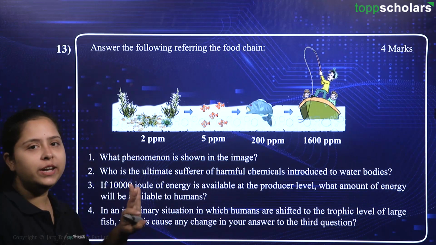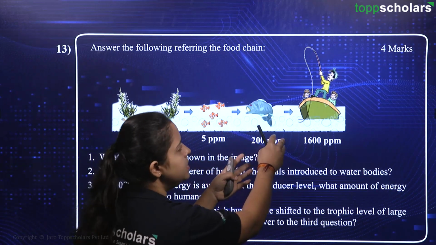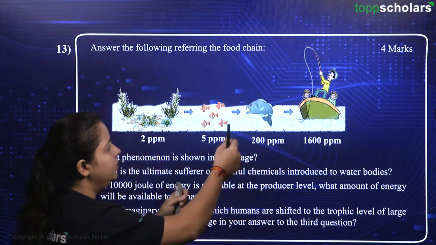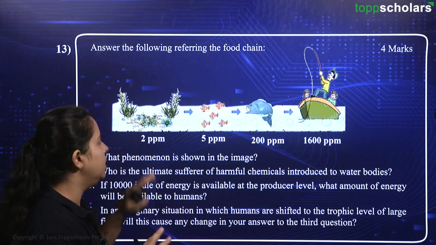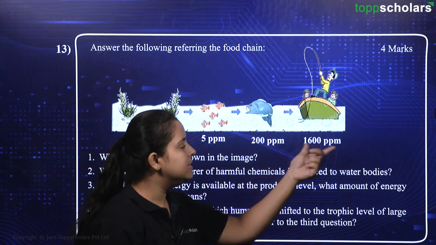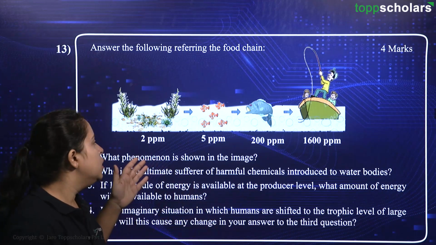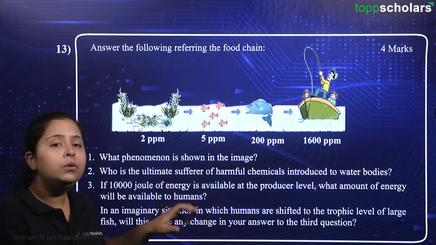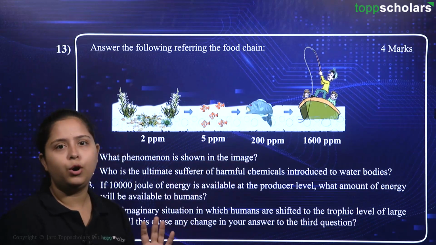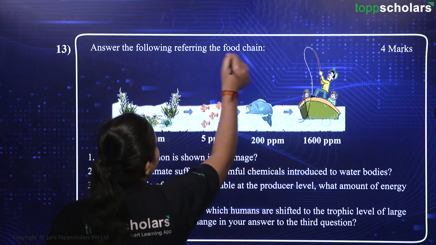A beautiful image is provided to you. Over here, some aquatic plants are there, smaller fishes, bigger fishes, and a human being is doing the fishing, basically hunting this fish to have it for their meal. Now here 2 ppm is written, here 5 ppm, 200 ppm, 1600 ppm. ppm is nothing but parts per million, so it is a very small quantity. We are using it to express the amount of harmful chemicals present in large bodies, here an aquatic body.